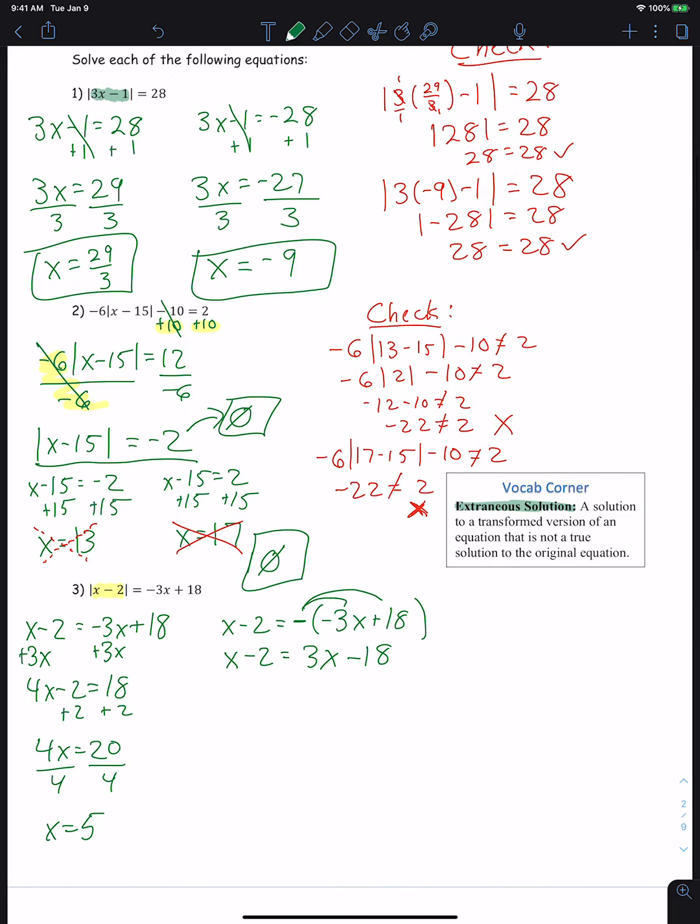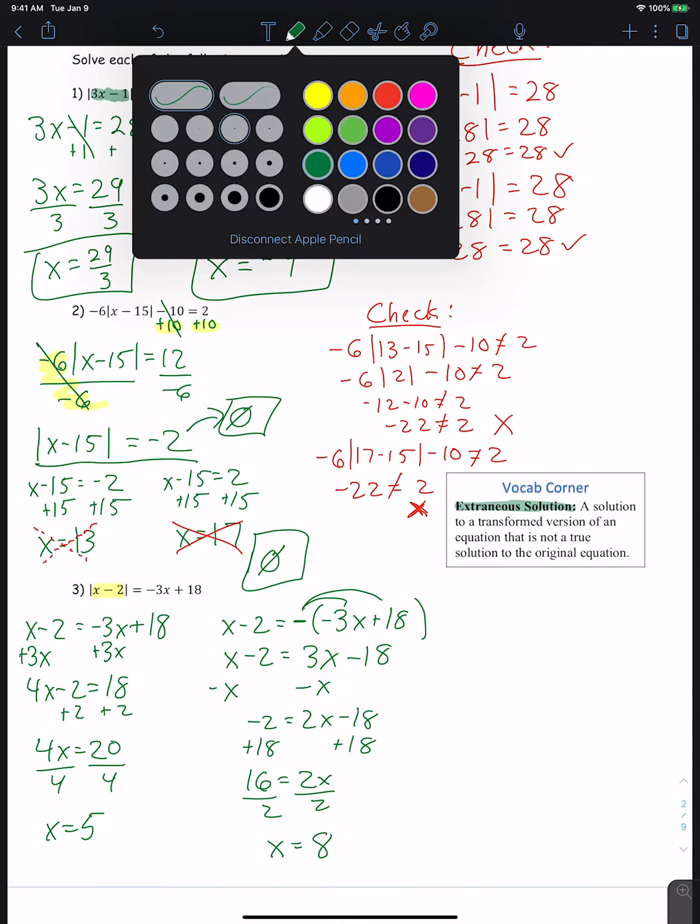Same thing over here. I'm going to subtract x. I get negative 2 equals 2x minus 18. And I'm going to add 18 on both sides. 16 equals 2x. And finally divide by 2. And we should get x equal to 8. But let's check our answers before we go circling them. One or both may not be actual solutions. It could be extraneous.